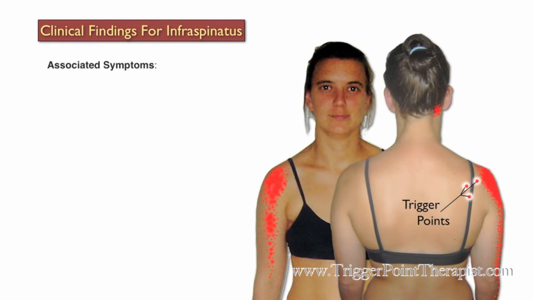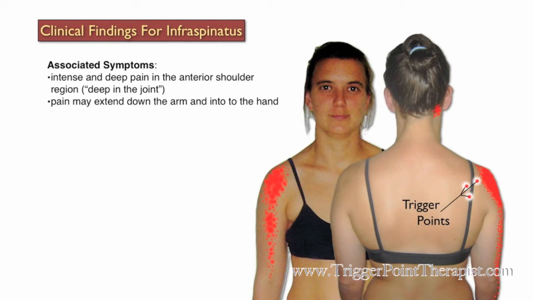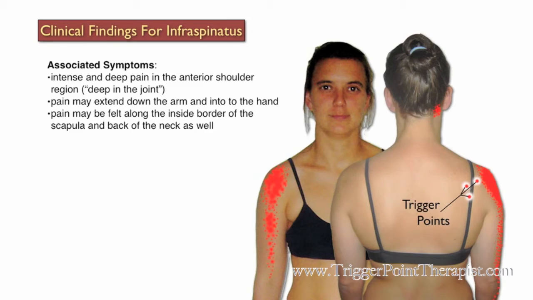Let's take a look at the clinical findings for the infraspinatus trigger points. Clients with active trigger points in the infraspinatus will typically complain of intense and deep pain in the anterior shoulder joint that they describe as deep joint pain. The pain can extend down the front of the arm and into the hand, and it may be felt along the inside border of the scapula and the back of the neck as well.